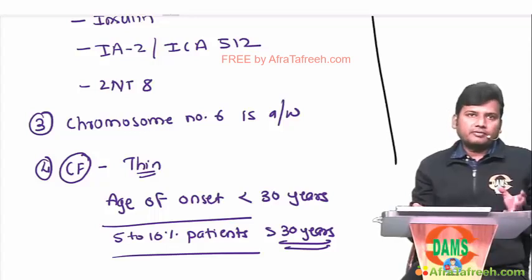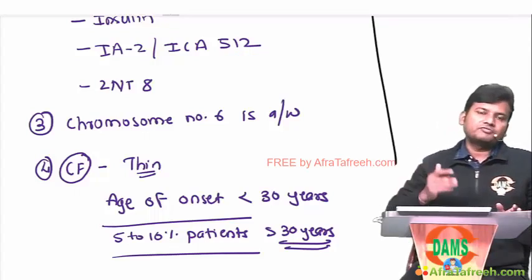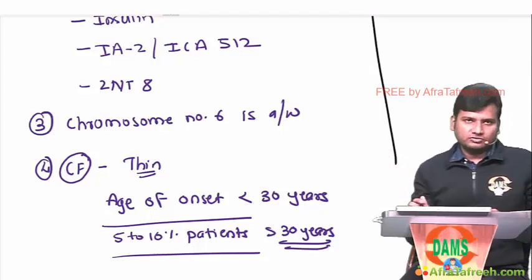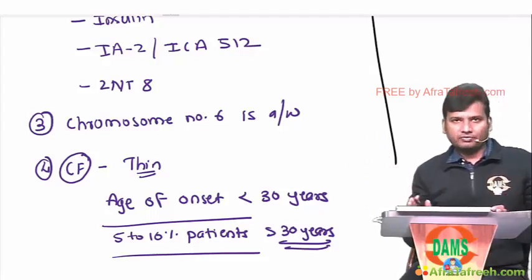Okay, so type 1 diabetes, generally age group less than 30 years, but in 5 to 10% of the patients it occurs after 30 years of age. So please remember, age is not the criteria to diagnose a patient as a type 1 or type 2 diabetes.